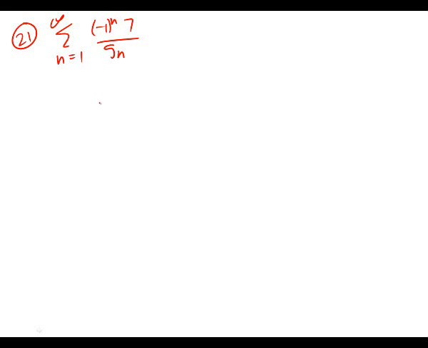So alternating first says find the limit, see if it equals 0. So the limit as n approaches infinity of 7 over 5 to the n. What's that going to end up being? 0. It ends up being 0. So does the first part work? Yeah, okay, so now I have to check and see if the terms are decreasing.